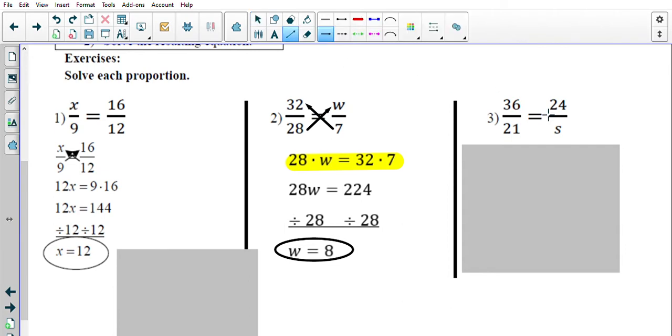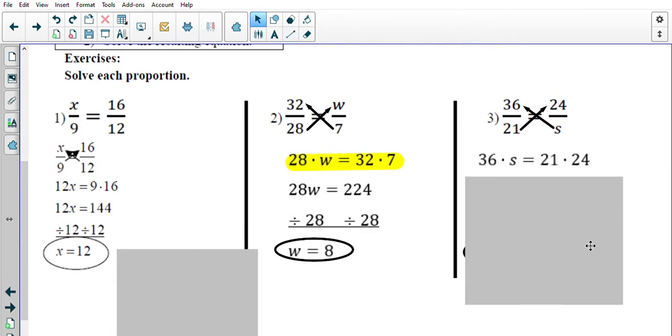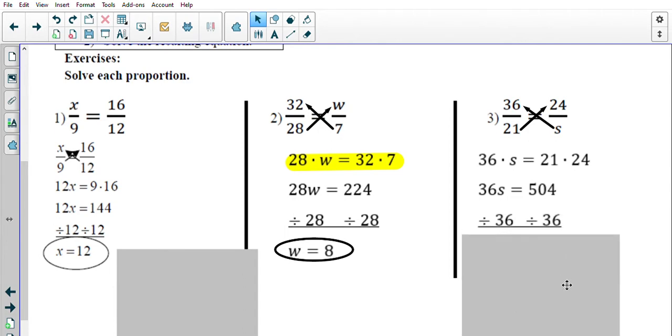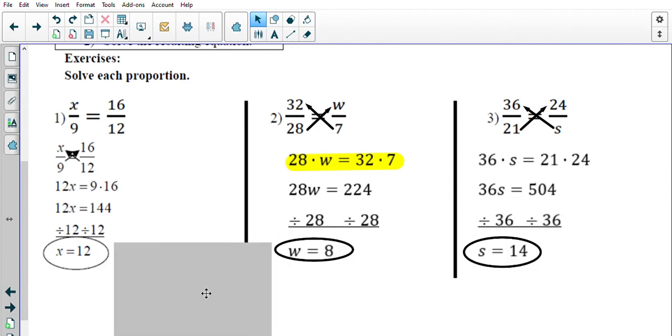Number 3, let's take 36 times s and 21 times 24. Again, you can go right down to the second line here, which is 36s equals 504, especially as advanced students. Divide both sides by 36, and s will be 14. All right, let's move right ahead.